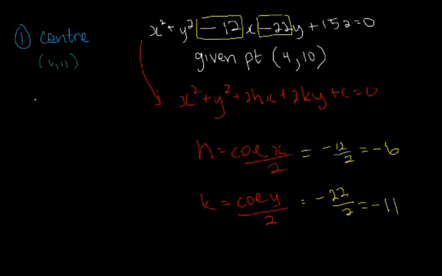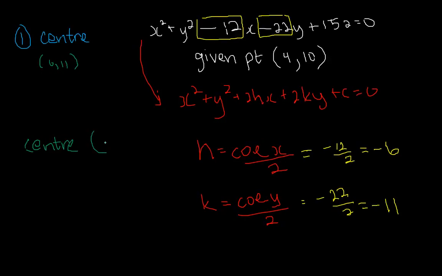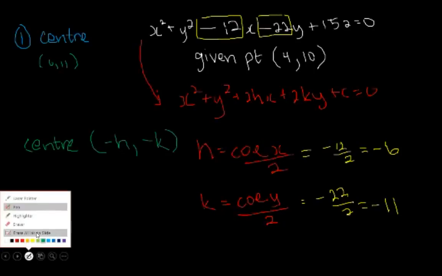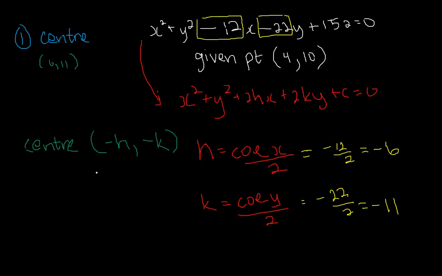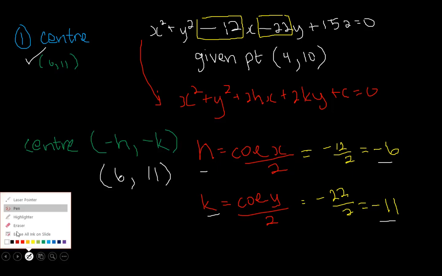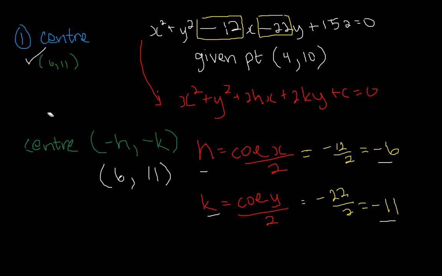However, we know that the center has the coordinates minus h and minus k. Not h and k, minus h and minus k. So if h is minus 6, that means that minus h has to be 6. If k is minus 11, that means that minus k would be equal to 11. And that's why this answer here is correct. If you don't understand, stop me. But I'm continuing now. Can anybody tell me what the second step is?